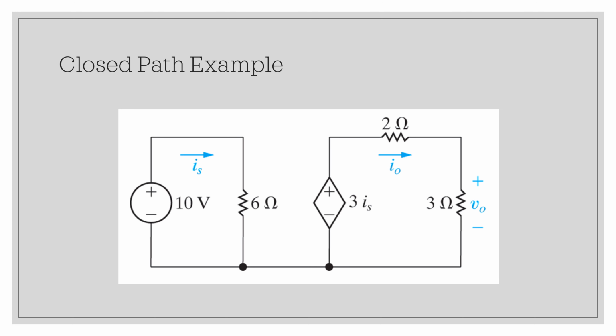Let's look at this circuit. It has two closed paths. Let me use a highlighter. So we've got a path here, and we have a path here, a closed path. However, we do not have a closed path here.